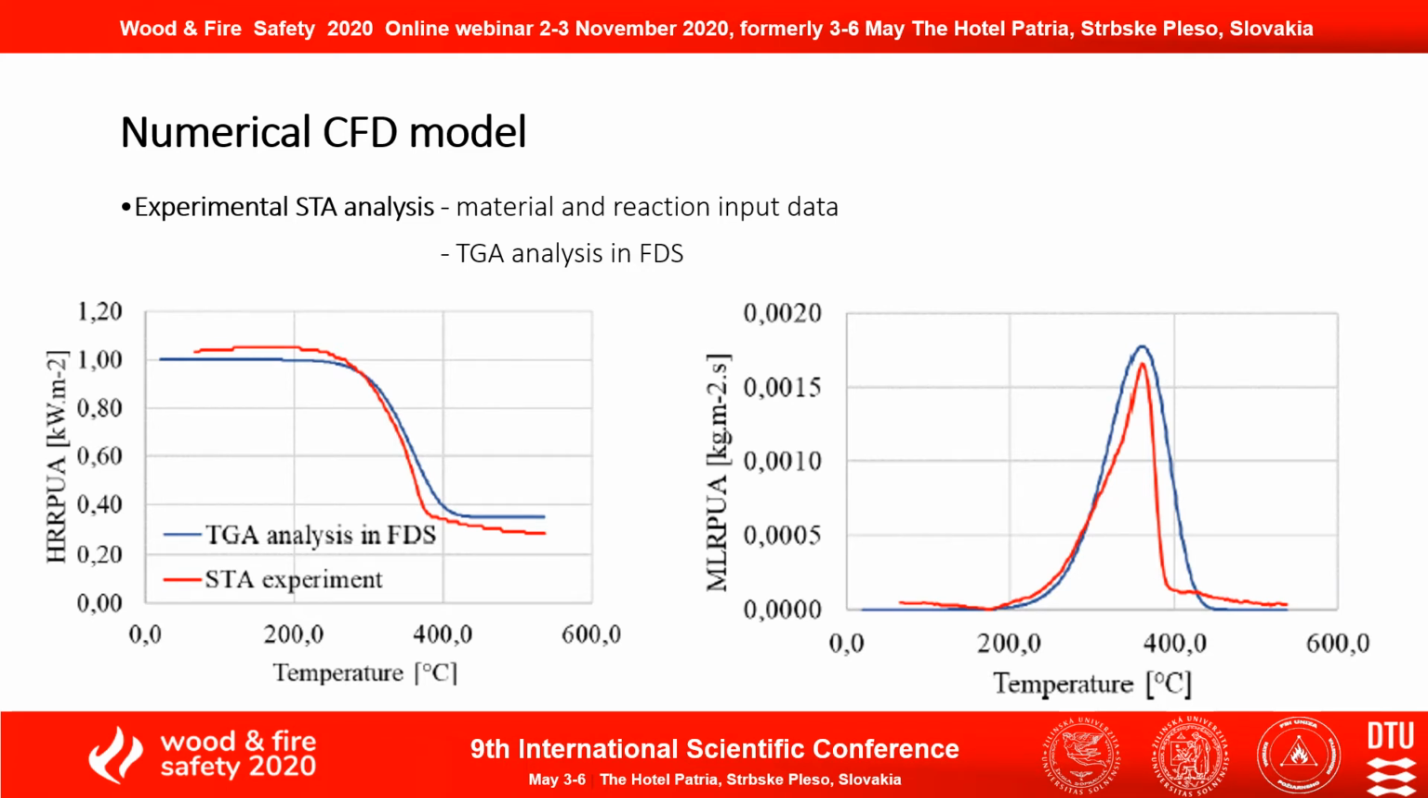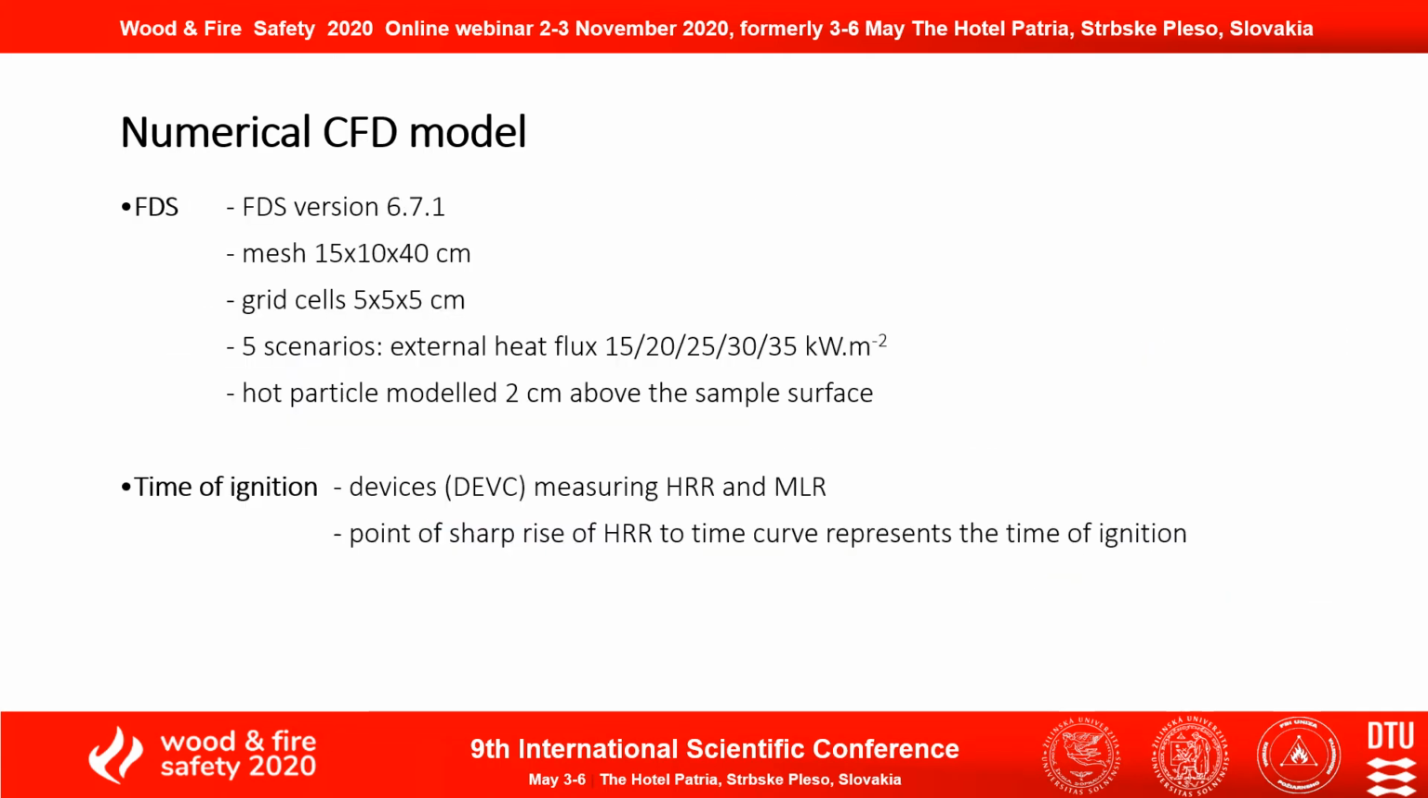Output and comparison of the STA experiment and the numerical TGA analysis is shown in figures. Heat release rate per unit area on the left and mass loss rate per unit area on the right. For the numerical model, FDS version 6.7.1 was used.